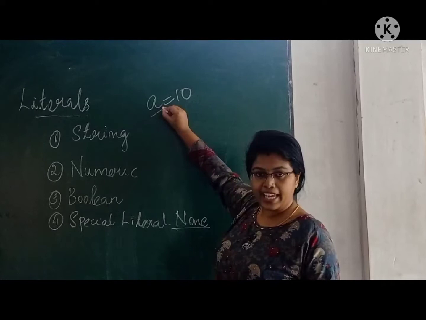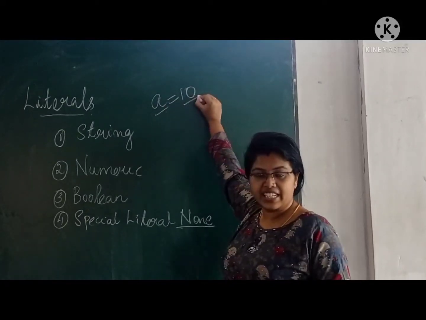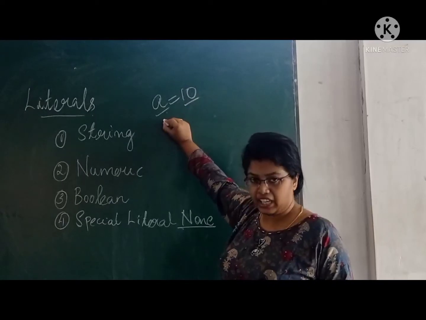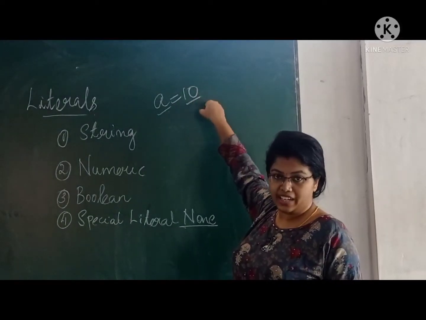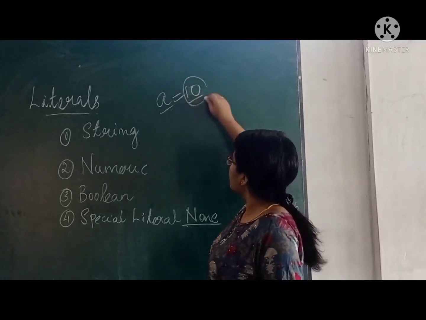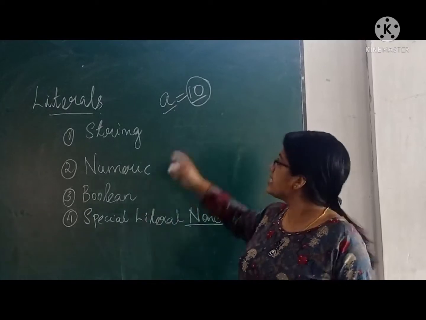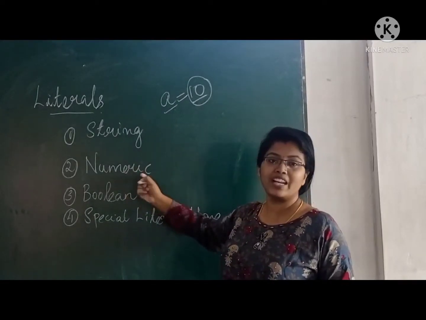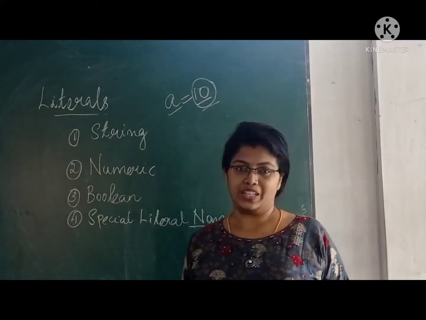Okay, what is A? A is a variable or an identifier. Then what is 10? The value of A. Here A has a fixed value, that is 10. So this we call a literal. What type of literal is it? It is a digit, so we call it a numeric literal. So here 10 is a numeric literal.